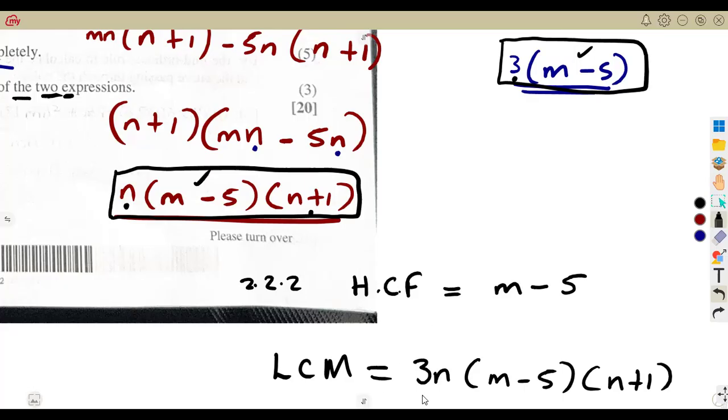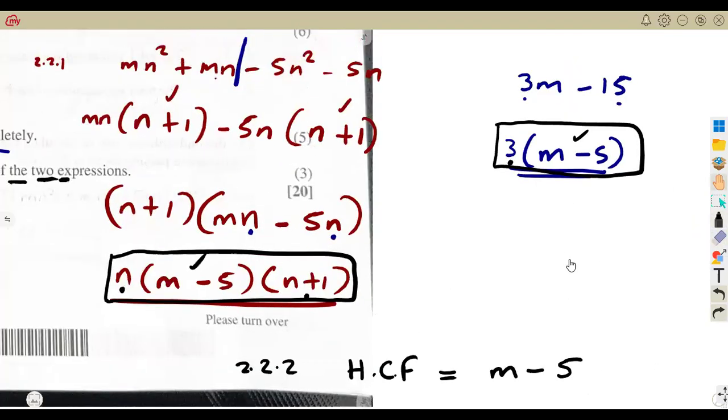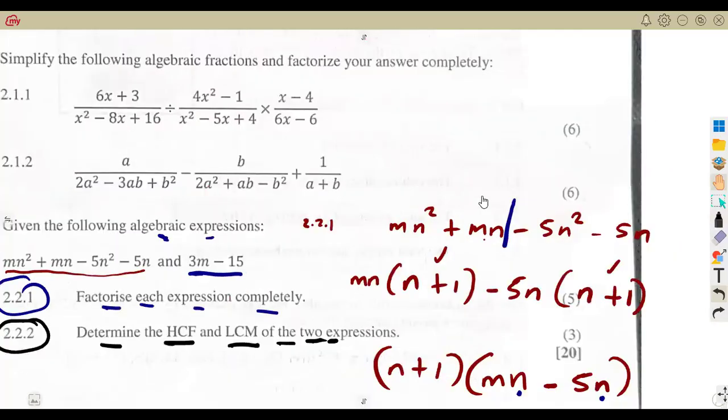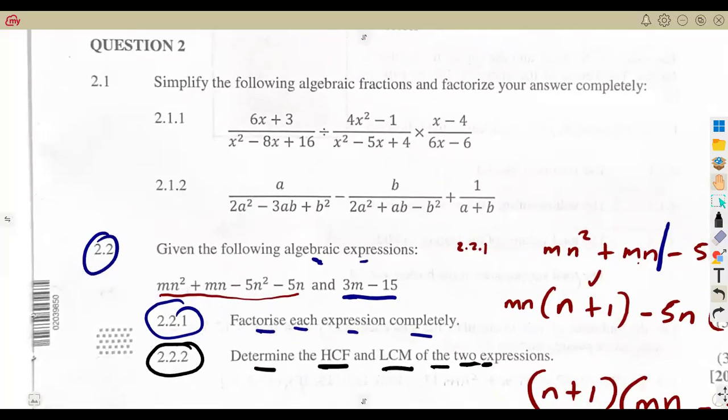As long as these terms are in your answer, it's correct. The order does not matter. You can start with n plus 1. The order does not matter. Just like that. So questions can be given in this manner. You see, your factorization is important. If you check question 2, it's all about factorization. To simplify these fractions, you need to know your factorization. You need to understand your factorization.